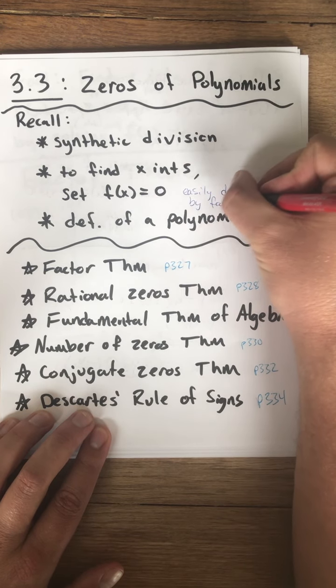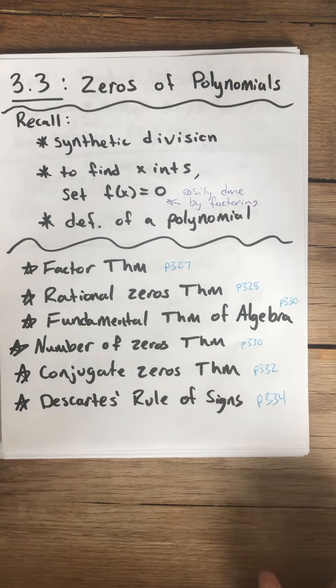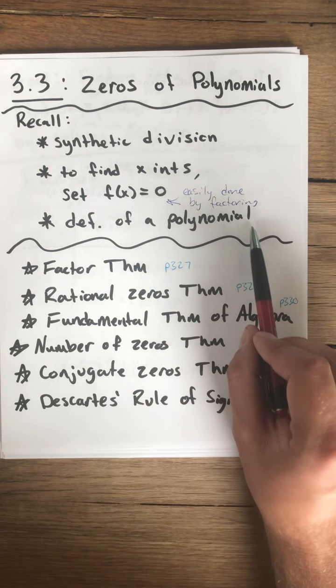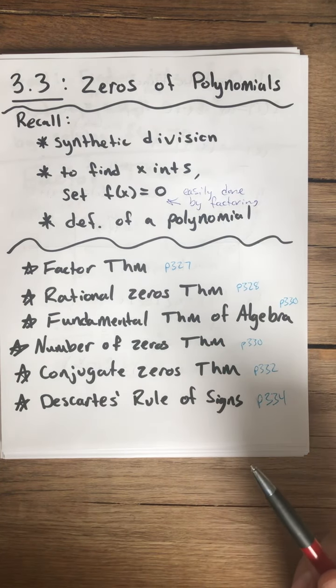So back to this solving f of x equals 0. When we're talking about polynomial functions, we've already done some quadratic stuff. We're really kind of looking at x cubed and beyond. Solving this polynomial equation is easily done if we can factor it, but factoring a polynomial may not be easy.